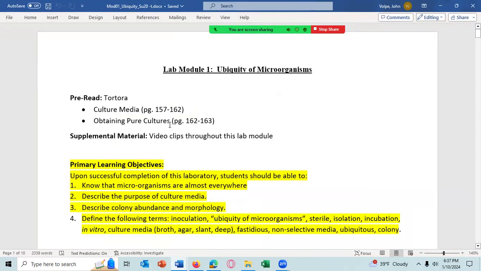There is some reading for all of the labs that must be done before you work on the lab module. So please read, not very much, but please read in Tortora, page 157 to 162 on culture media, and page 162, 163 on obtaining pure cultures. So that's one page, 3 or 4 pages. There are also some video clips in this lab module.